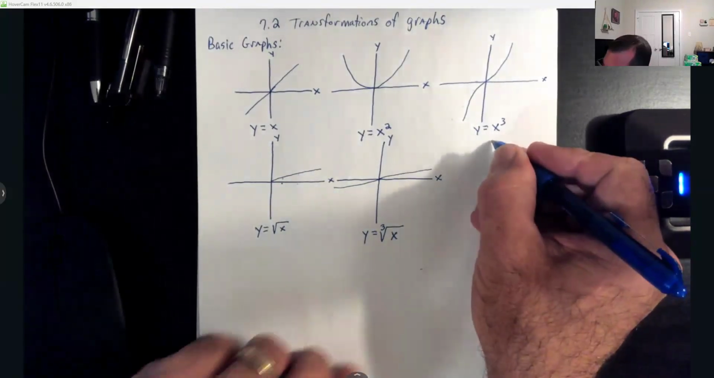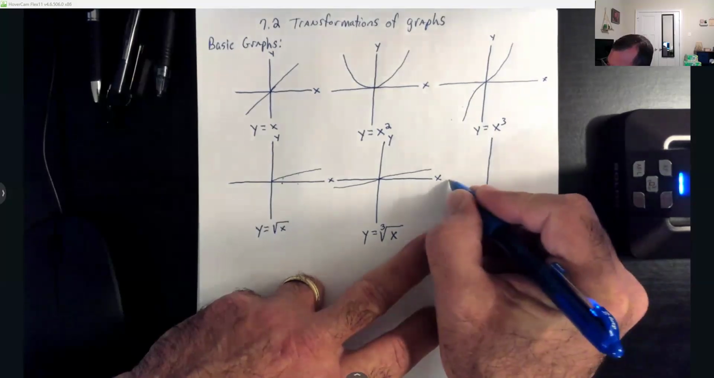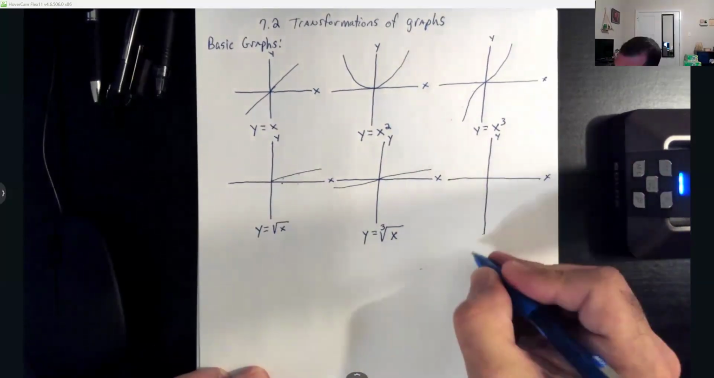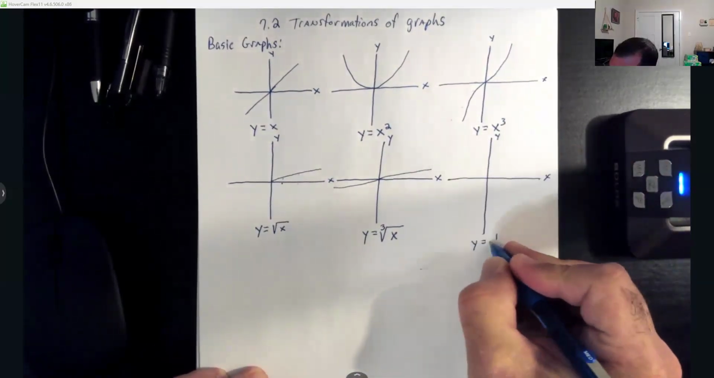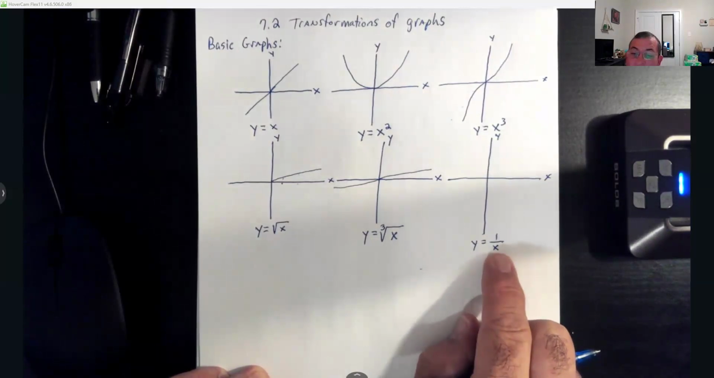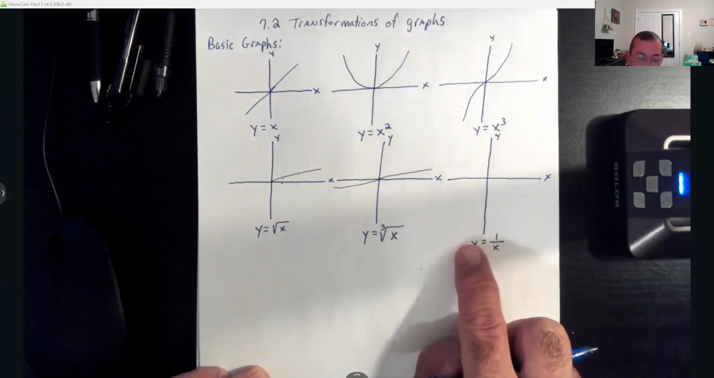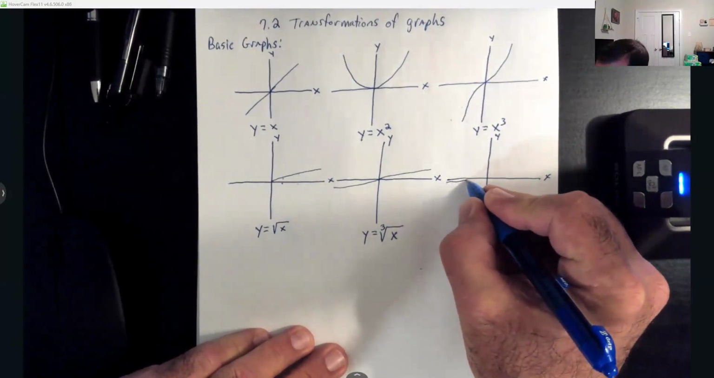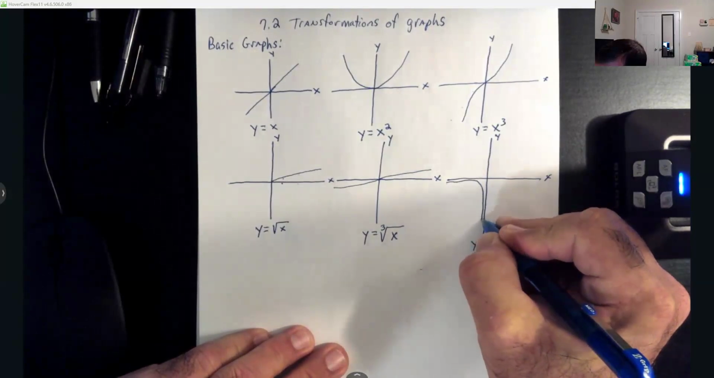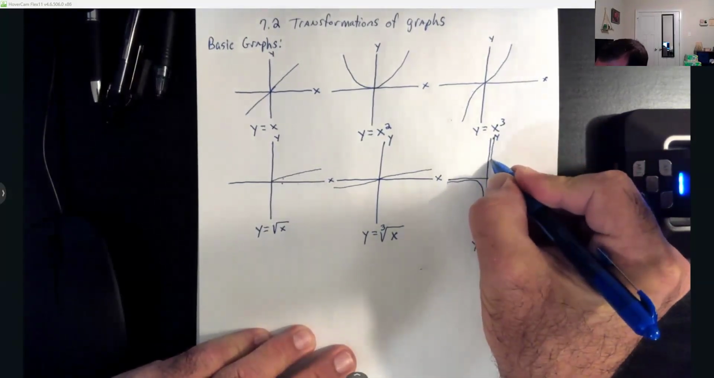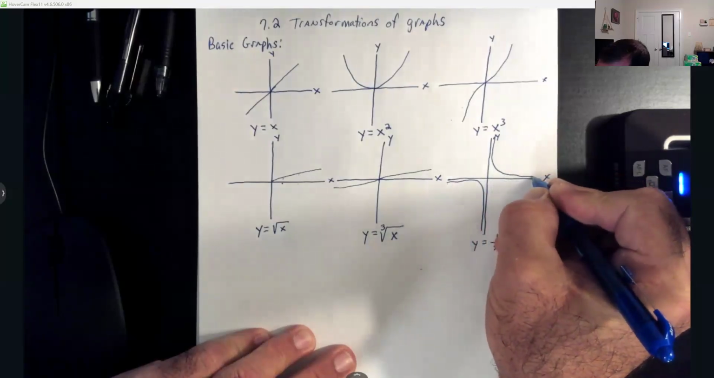All right, the last basic graph that we're going to worry about is y equals 1 over x. We often call this the reciprocal, because if x is 1, y would be 1, but if x is 2, y would be 1/2, and so on. But these graphs on the left side, they come down. And then on the right side, it comes down and tries to hug the x-axis.